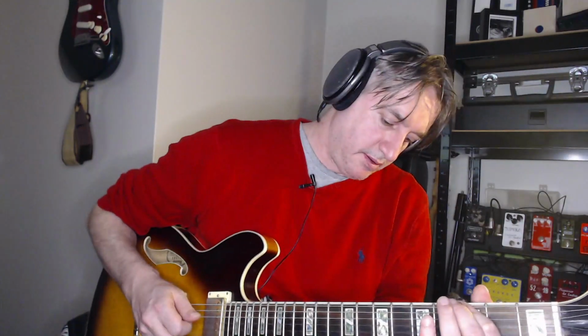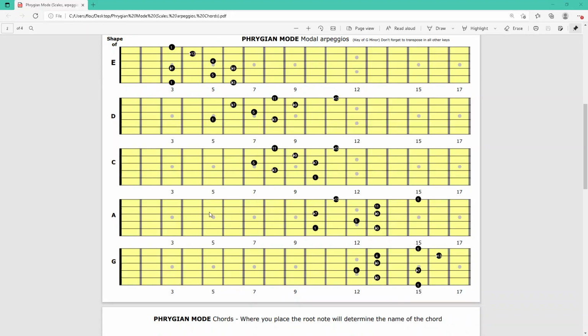This is the sound of Phrygian as an arpeggio, while this is the sound of Phrygian given this as a root note. So put it there. That's the sound of Phrygian, right? As a scale. As an arpeggio, okay? And if you look at the PDF, you have it, again, 5 shapes.